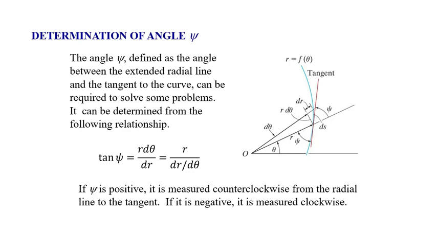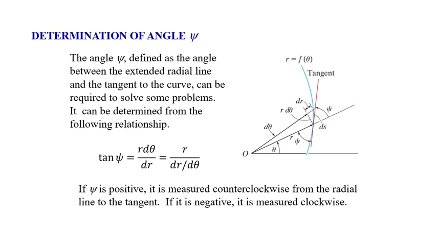And if phi is positive, it's measured counterclockwise from the radial line. If it's negative, it's measured clockwise. Think about where we're going to go when we start bringing in rotational motion and start bringing in our torques. We're going to need that clockwise and counterclockwise sign convention.